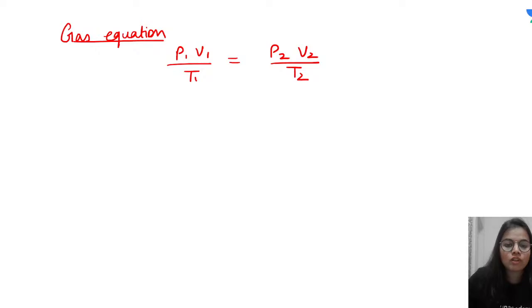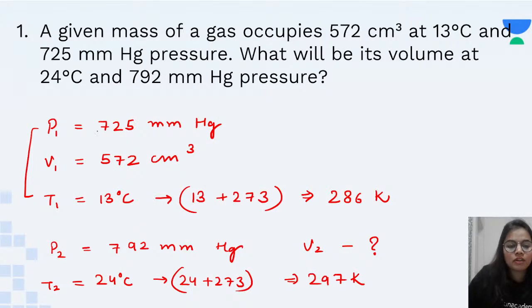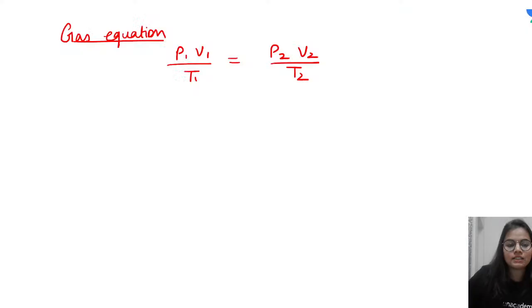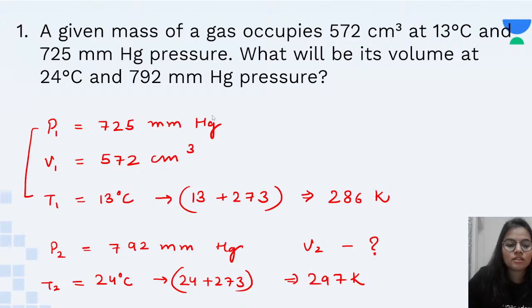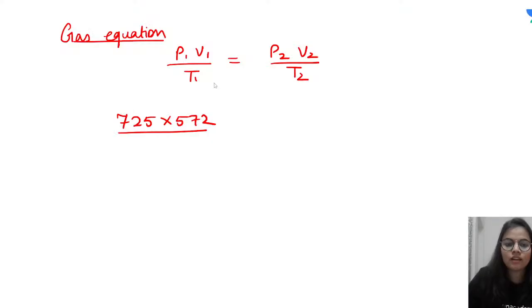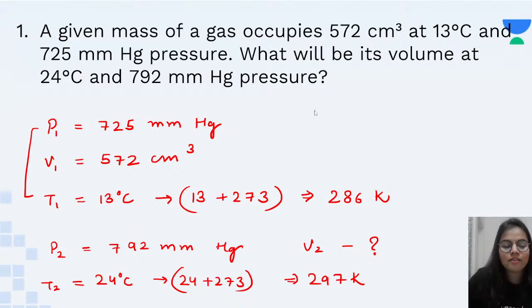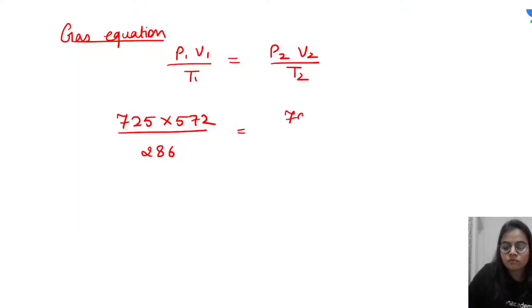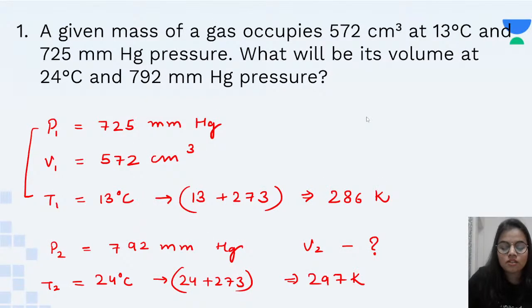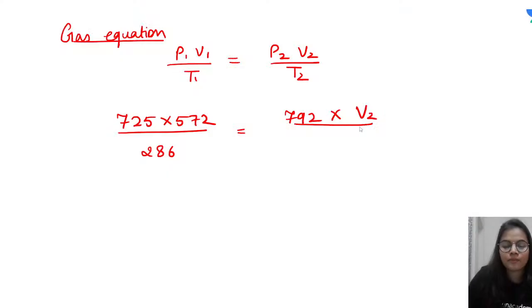Okay, so P1, V1 and T1, what are the given? So P1 is 725 into 572. And what is T1? So T1, it is given to us as 286 Kelvin. Pressure 2 is given to us as 792, and V2 we have to find out, and temperature 2 it is given as 297.